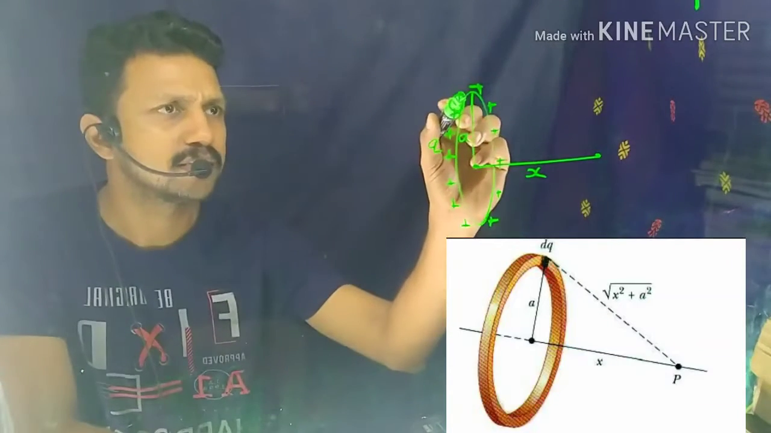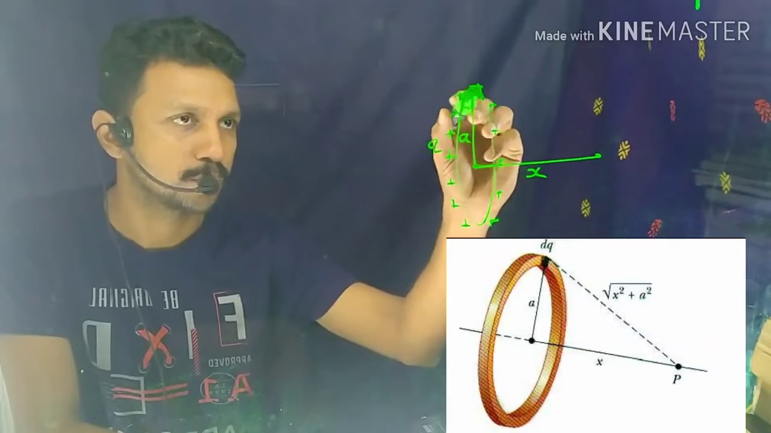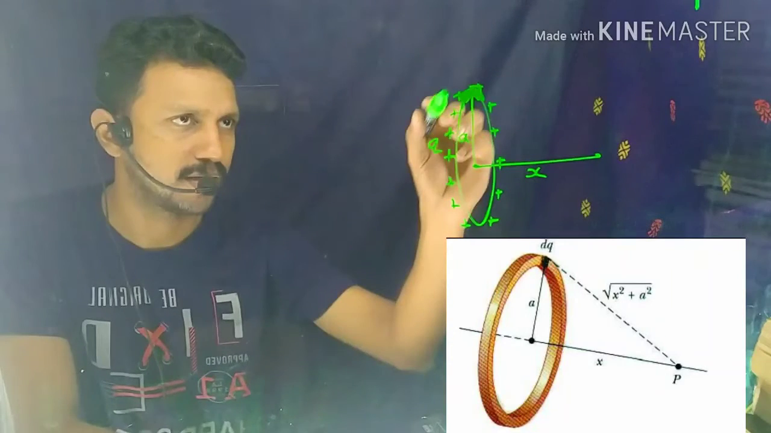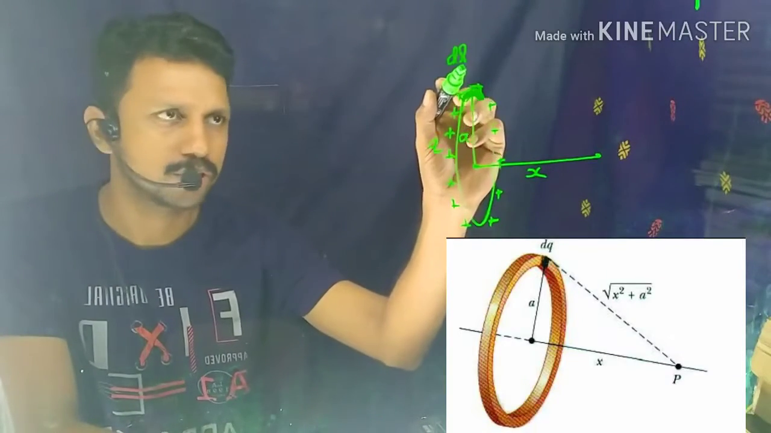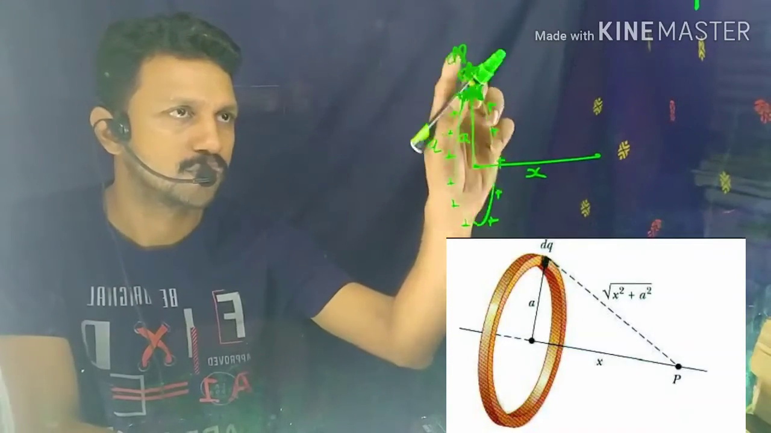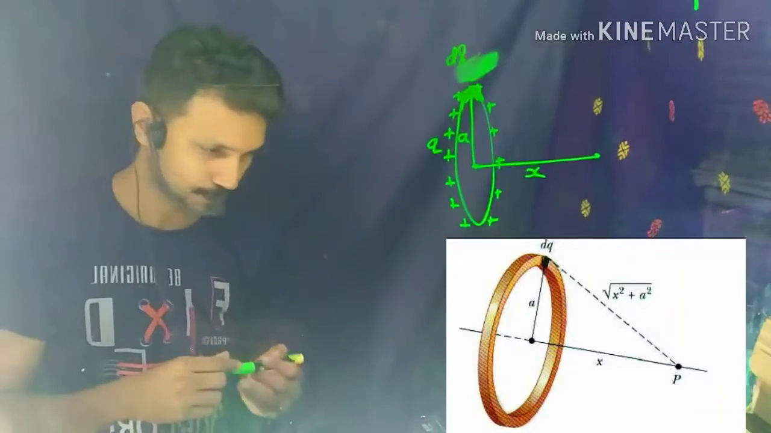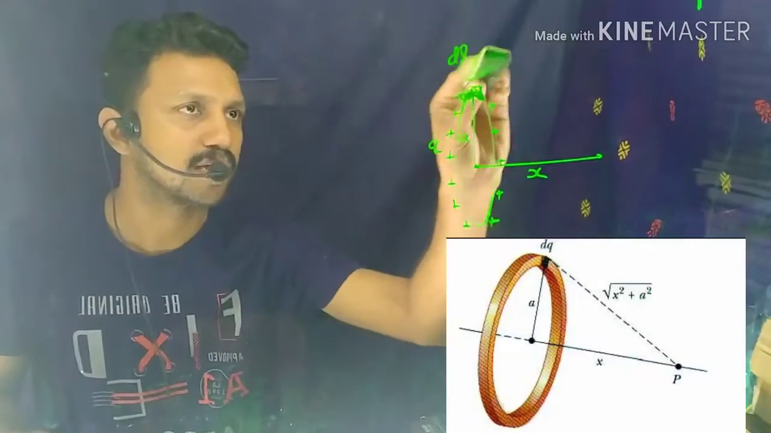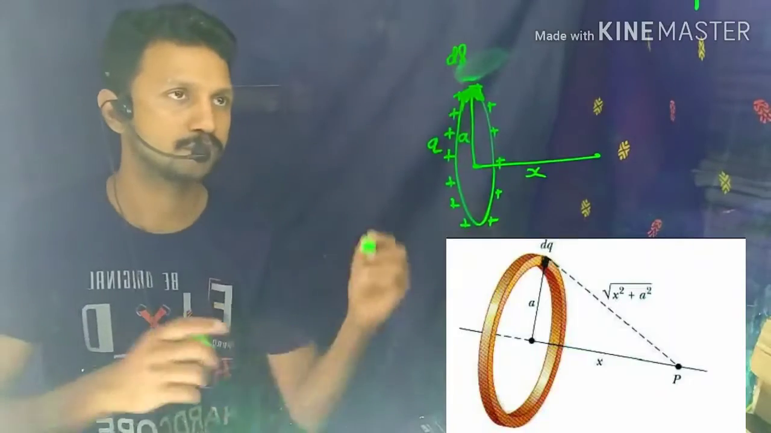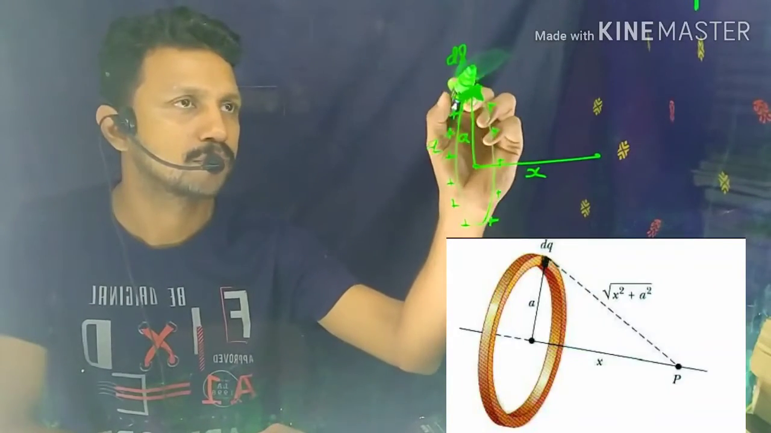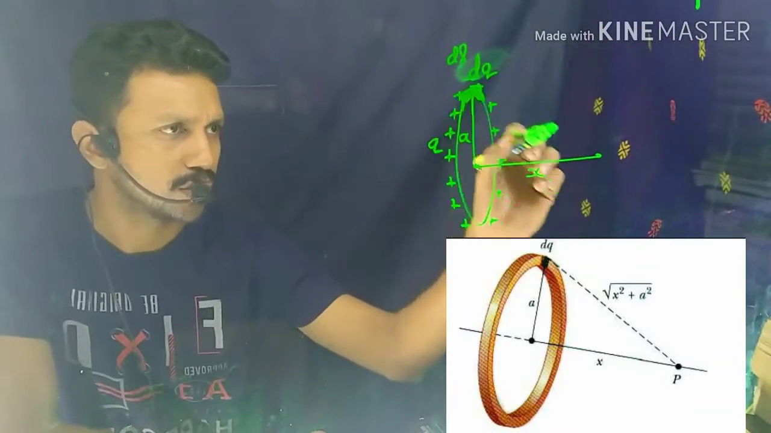For that, let's initially take a small segment of this circular loop at the upper point, and call the small segment dl. That dl segment will have a very small charge, let's say dq. That is the dl segment, it is having a very small charge. That small charge is dq. Then due to this dq charge, there will be an electric field intensity over here.